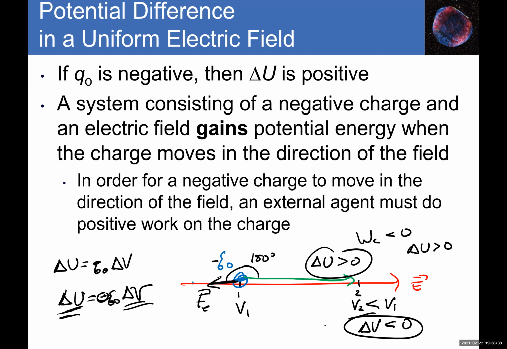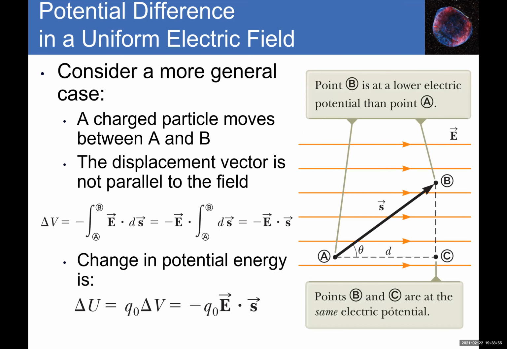This is always true. That means regardless of what type of test particle you have, if you go in the direction of the electric field, your potential decreases. But depending on what type of test charge you have, your potential energy can either increase or decrease. And this is going to be a little more general, delta V, but the same idea.